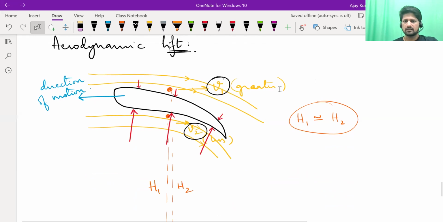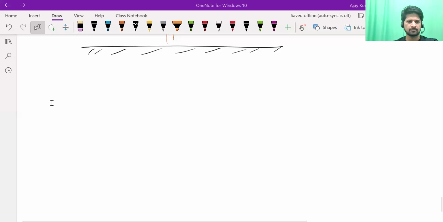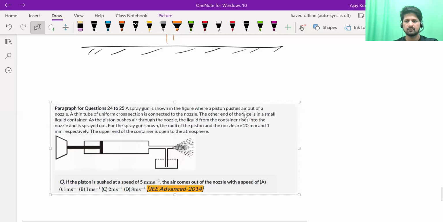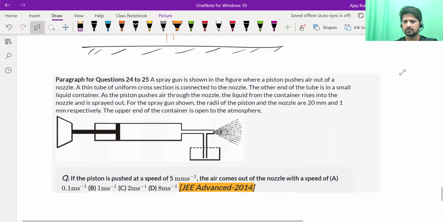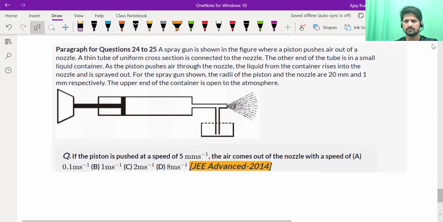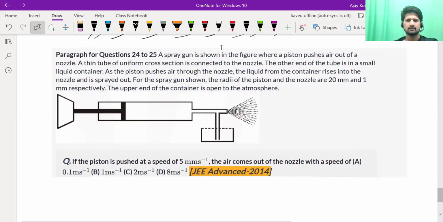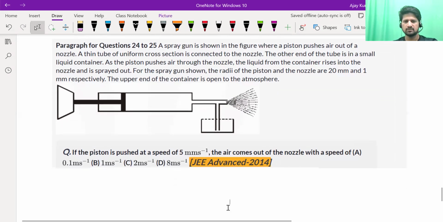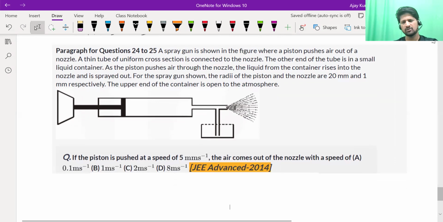Just a moment. I'll try to find some previous year questions. Read the question carefully. Think of what concept is applicable. You'll have to assume air is an ideal fluid in streamline flow. Try.